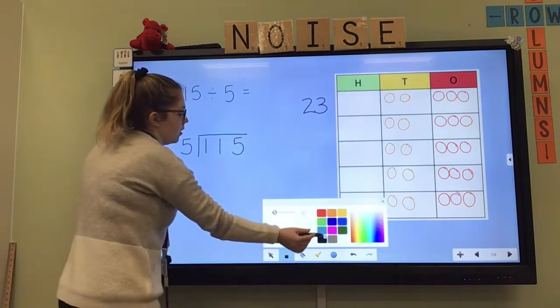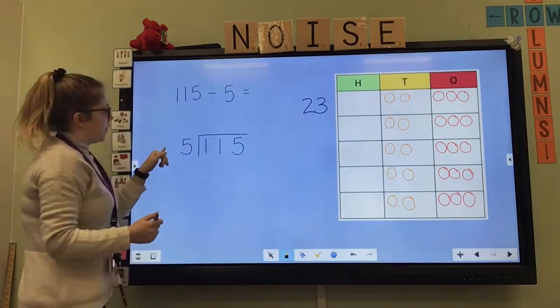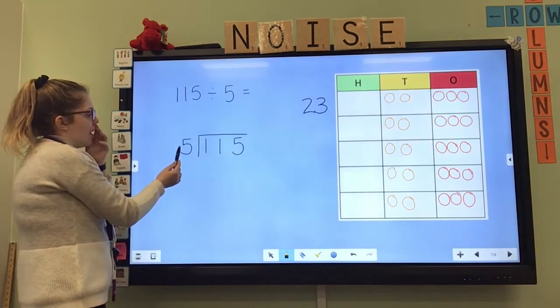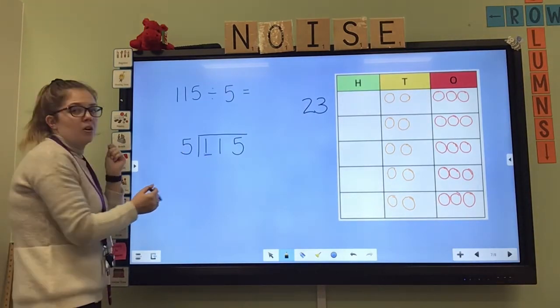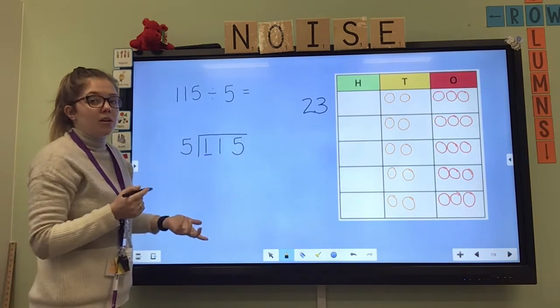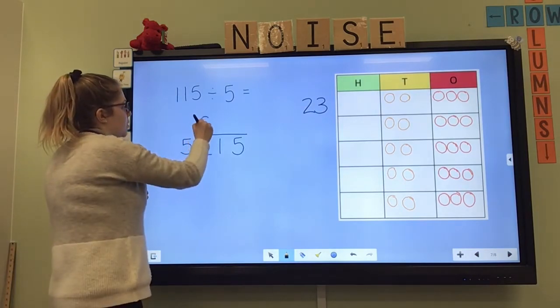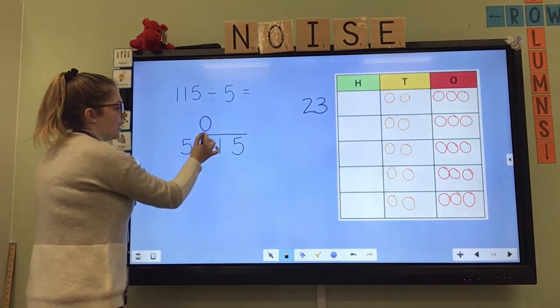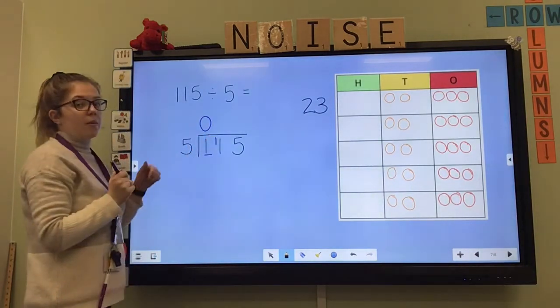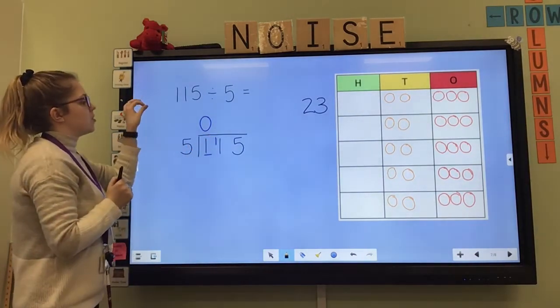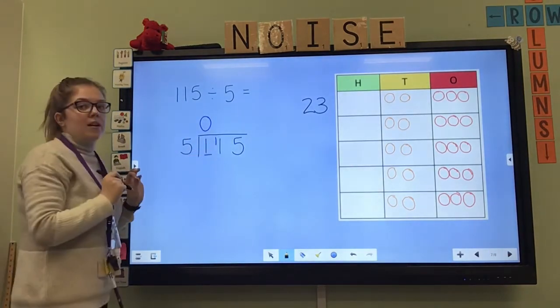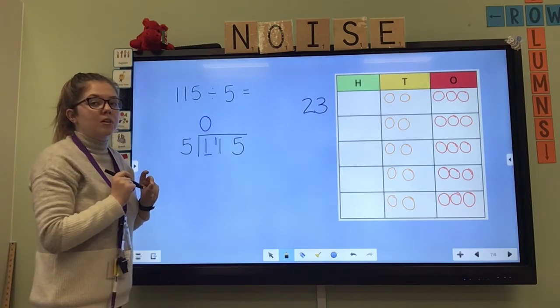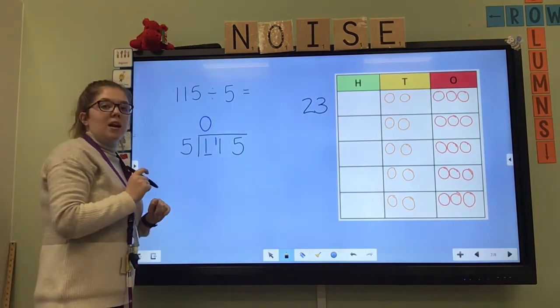So I've got to think on the outside, I've got 5, and I need to see how many lots of 5 go into this 1 or this 100. Now we know it doesn't go, so I need to put a 0 at the top and carry over, just like we did by exchanging one of our hundreds for 10 10s. I'm going to jot a 1 next to my 110. Can you all see that? And then it becomes 11.